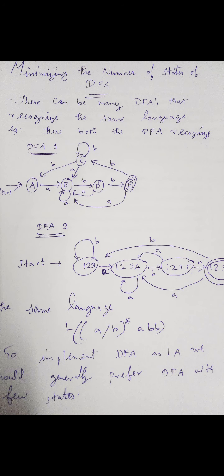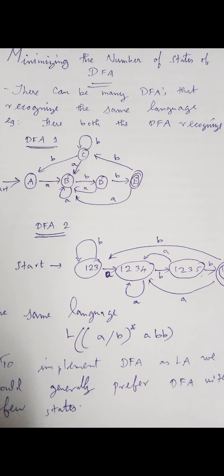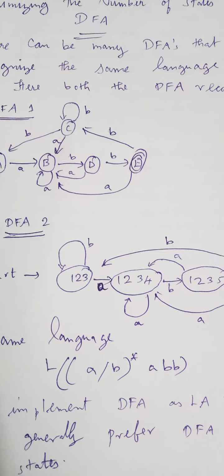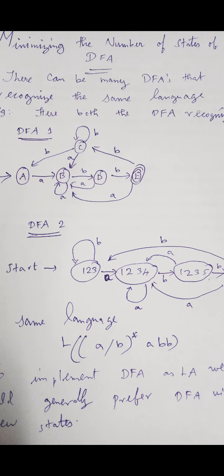In this example, I have given two DFAs, DFA1 and DFA2, for the same language. The language, or the regular expression, that I'm going to use here is (a|b)*abb. For this regular expression, we have two DFAs. The first one is the first DFA, and below this first diagram you have the second DFA.